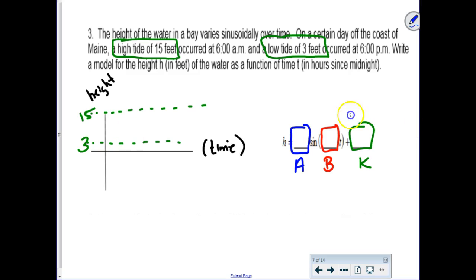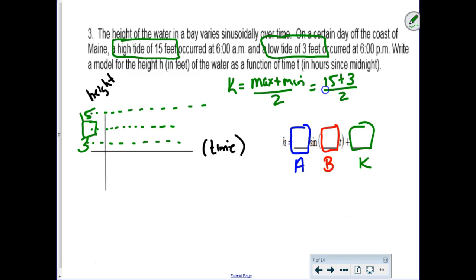So we know the max and the min, which means we're going to be able to find the amplitude and the midline. So let's start by finding the midline. I feel like that's a good place to start. So this midline here, using the formula for k, which I just gave to you, right? It's the max plus min divided by 2. So for us, that would be 15 plus 3 divided by 2. So the midline is 9. I'm going to throw that right there in the formula.